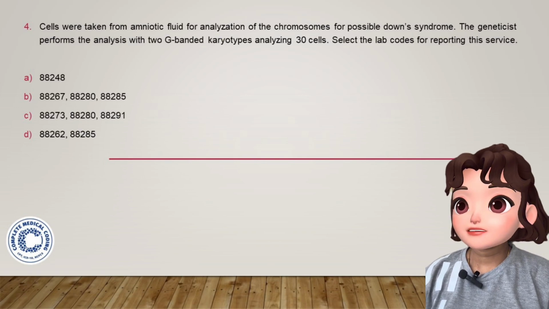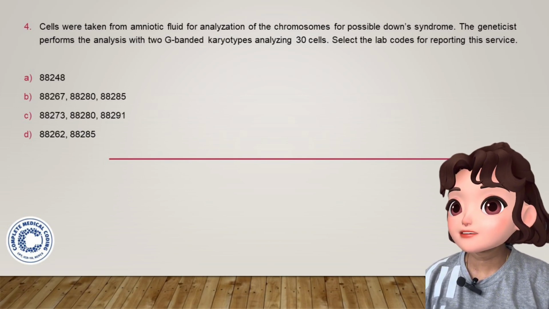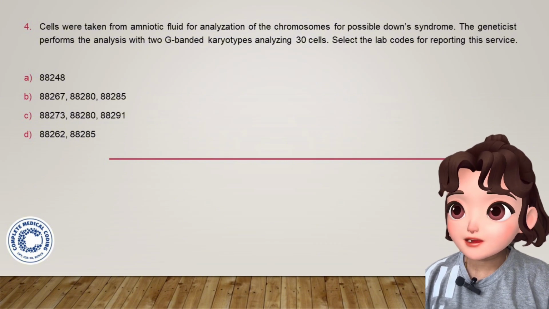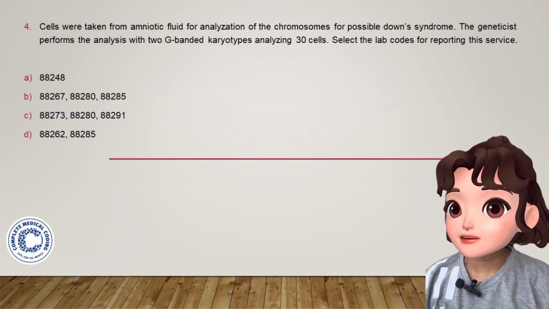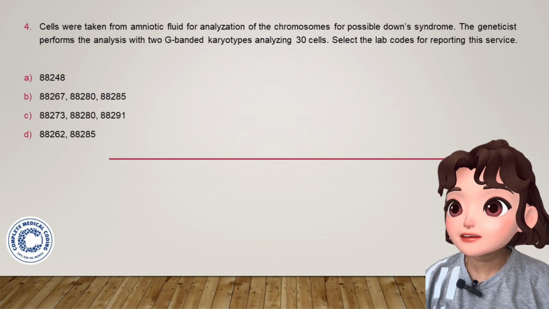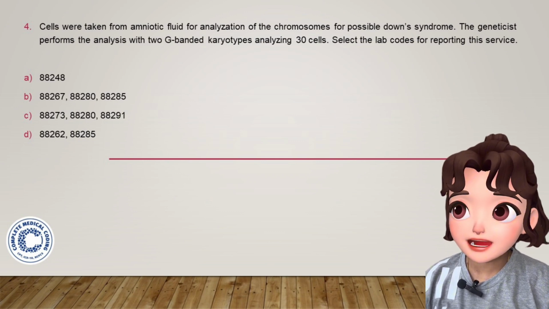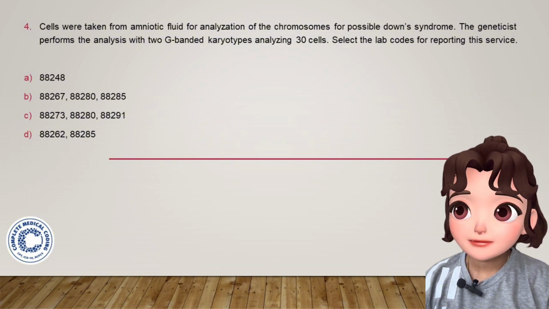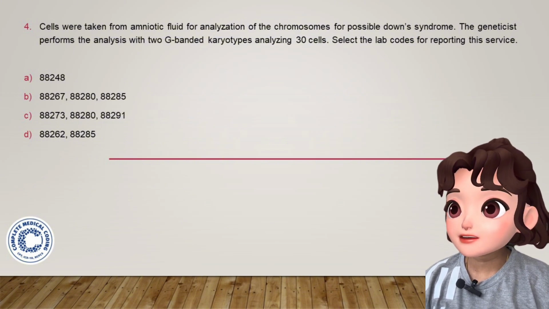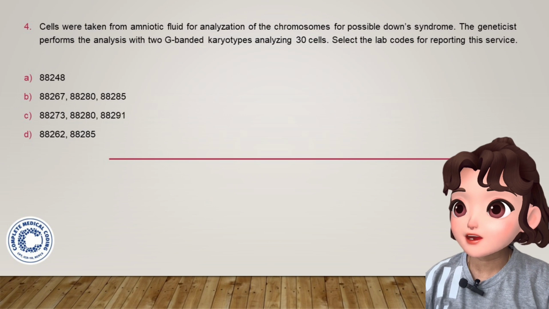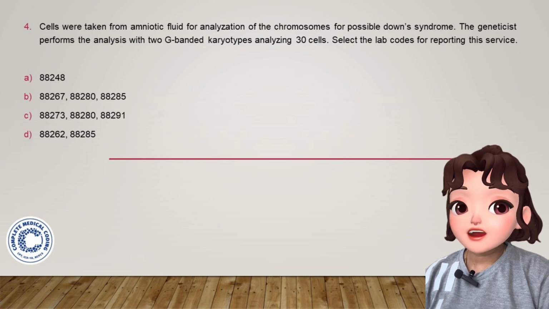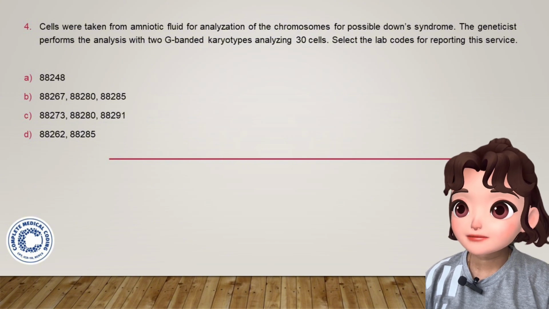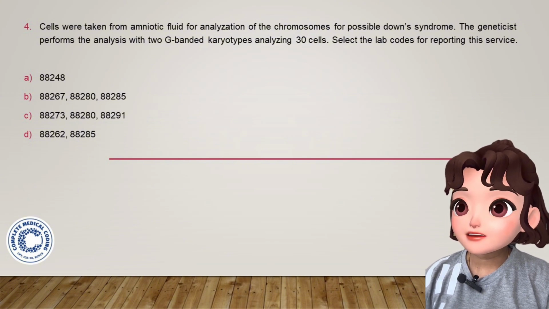Fourth question. Cells were taken from amniotic fluid for analysis of the chromosomes for possible Down syndrome. The geneticist performs the analysis with 2 G-banded karyotypes analyzing 30 cells. Select the lab codes for reporting this service. So this is for what procedure? Analysis of chromosomes for Down syndrome. And what sample has been taken? Cells from amniotic fluid. Okay, let's go to the options one by one.